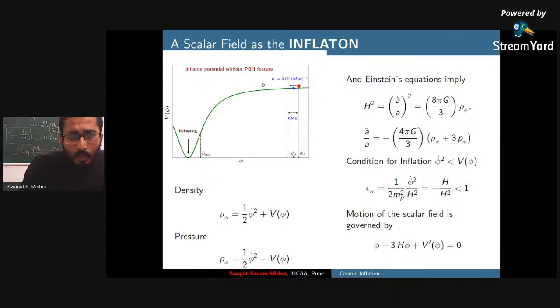How a scalar field rolls down a potential in an expanding universe is basically something like a simple harmonic oscillator. So it has an acceleration term and some kind of a force term, which is pulling it towards the center, which is the gradient of the potential. But there is a friction term. It is slowing down because of the expansion of the universe. So expansion of the universe is taking away some kinetic energy from this field.